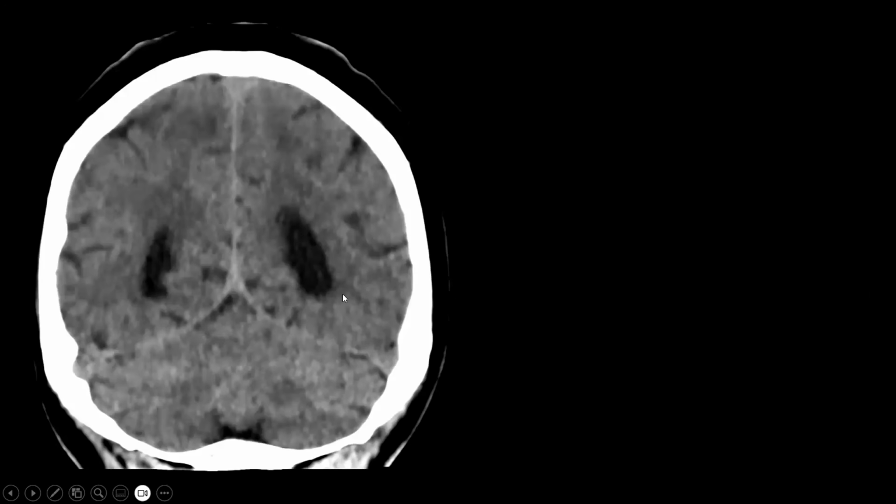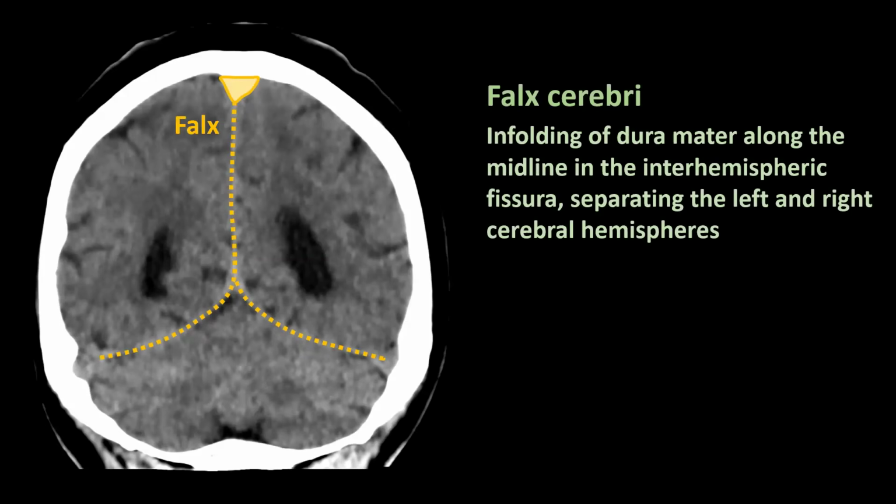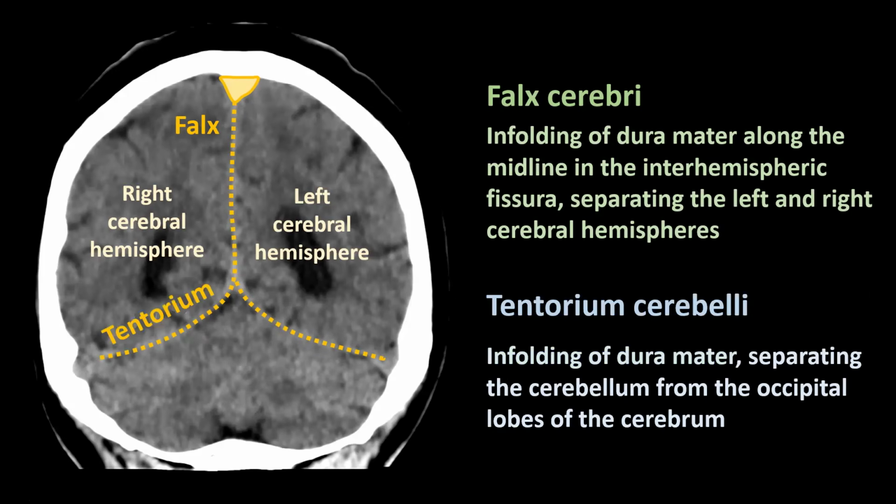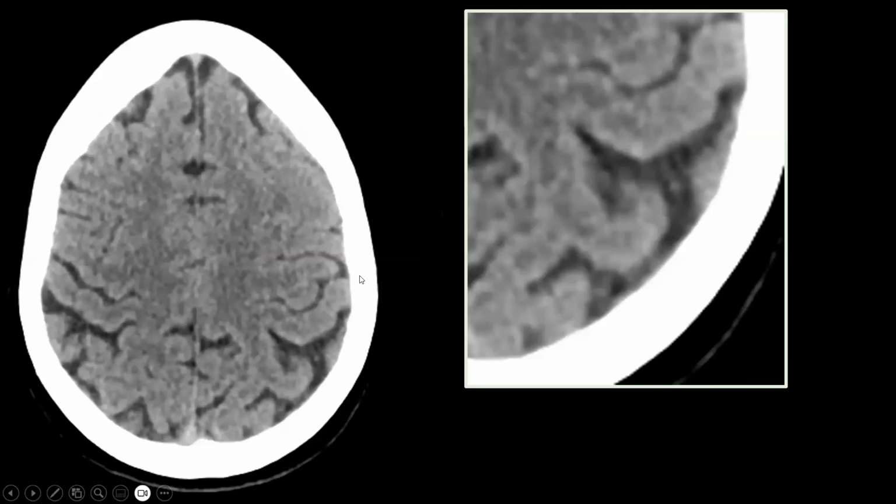On this coronal image, we can see both the falx and tentorium, and we see that these are connected with one another, or continuous with one another. The falx cerebri is located in the midline in the interhemispheric fissure and separates the right from the left cerebral hemisphere. Then we have the tentorium cerebelli, which separates the cerebellum from the occipital lobes of the cerebrum.